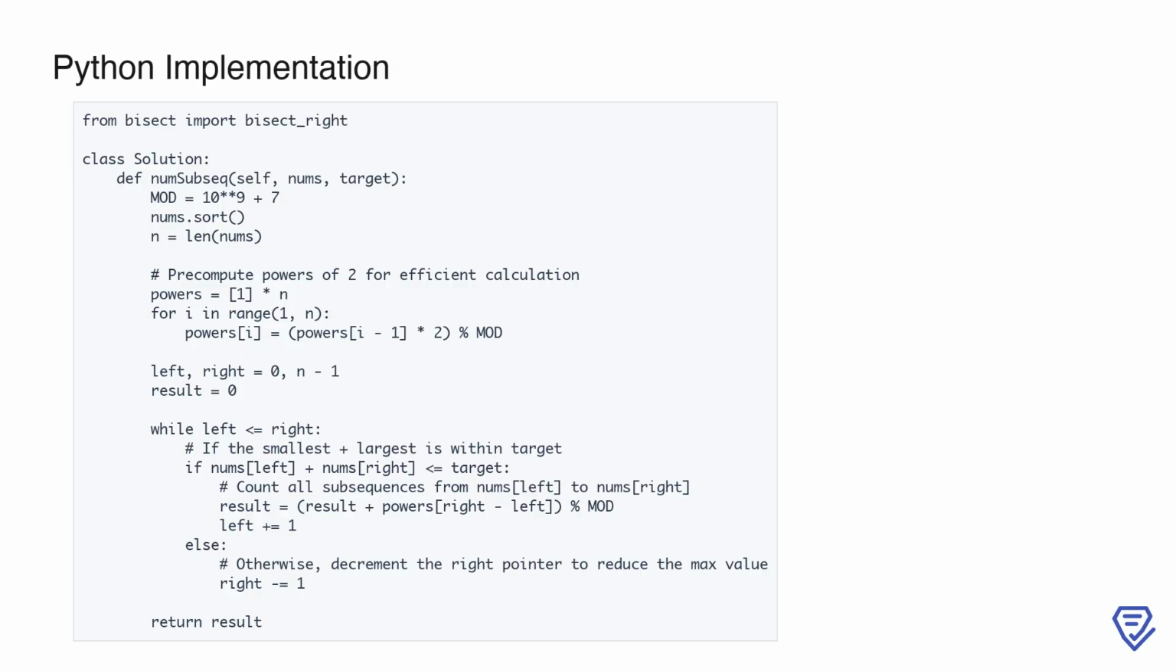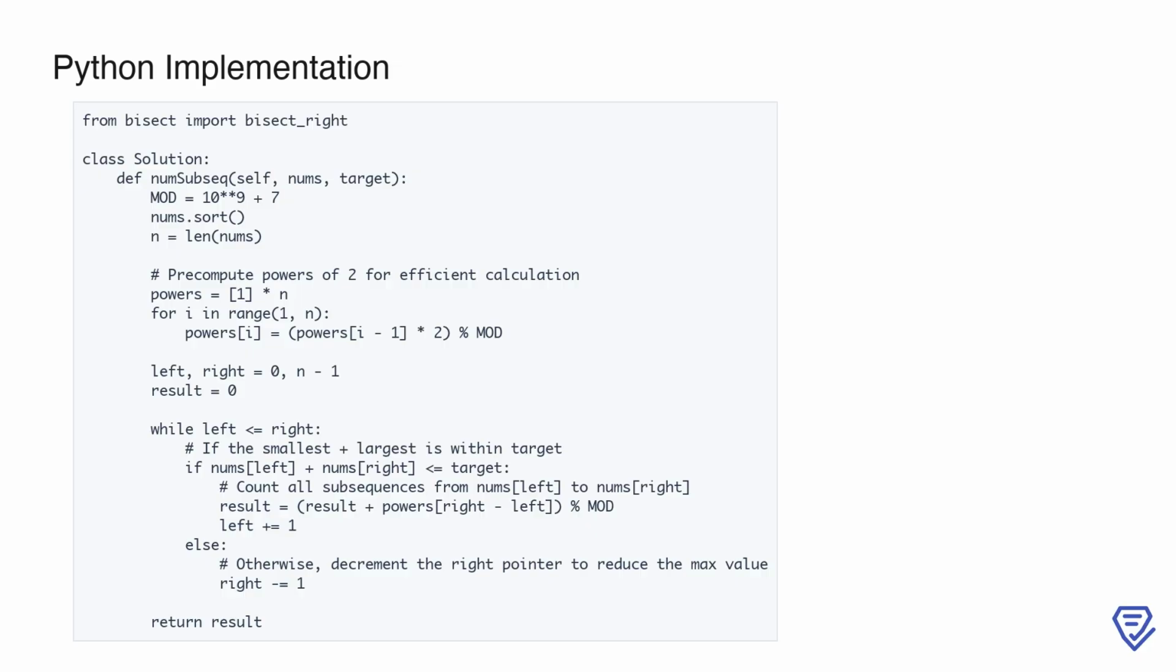2. Pre-compute powers of 2. The number of subsequences of a set of size k is 2^k. To avoid recomputing powers of 2 repeatedly and to handle modular arithmetic efficiently, an array powers is pre-computed. Each entry in powers is the value of 2^i mod 10^9+7, for i from 0 to n-1. 3. Two-pointer technique. Using two pointers, left starts at the beginning of the array, and right starts at the end. This allows us to evaluate the smallest and largest elements of potential subsequences efficiently.